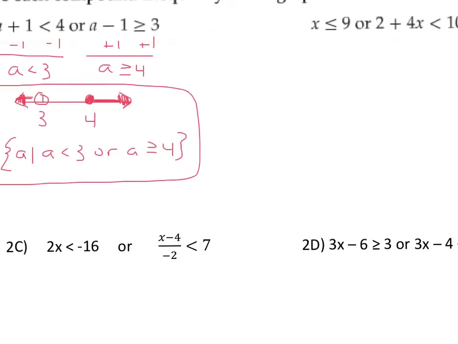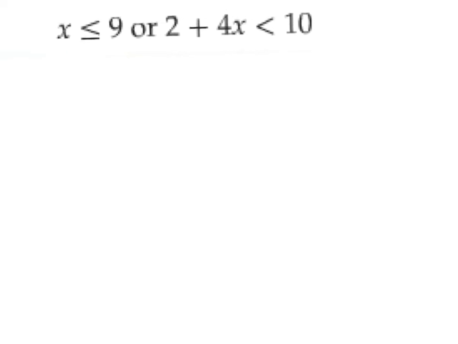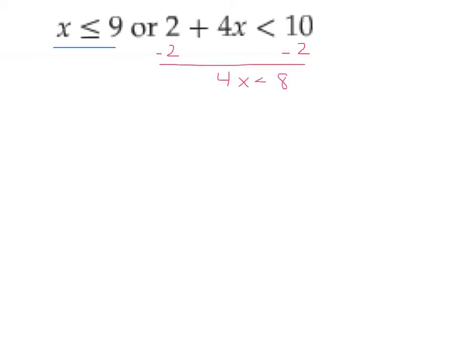All right, let's go to the second example here. I've got x is less than or equal to 9, or 2 plus 4x is less than 10. Now, it's nice on the first one here, there's no solving, so we don't have to worry about that. So I'll go over the other one here, and I'm going to start by subtracting 2. So I have 4x is less than 8, and dividing by 4, x is less than 2.